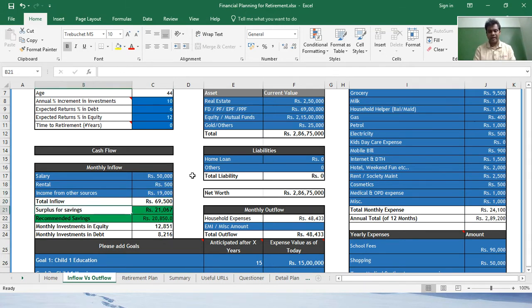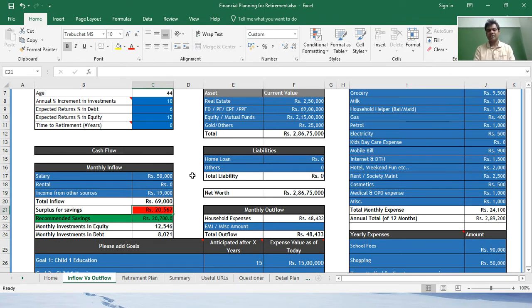What is the surplus you have? Based on the various expenses we have entered, it will give you the recommended savings. So if the recommended saving is 20,850 and the surplus is 21,000, then it is obviously green. If it is vice versa, so your recommended saving is 20,700, but you are able to save only 20,516 as surplus, that's why it is red.